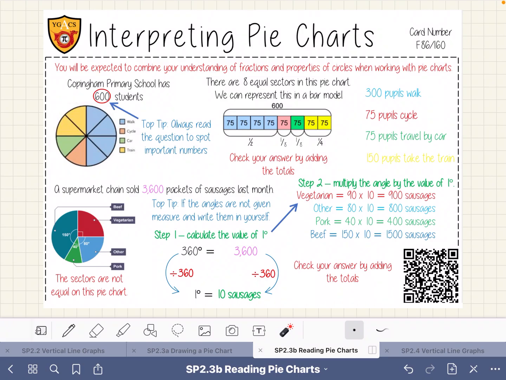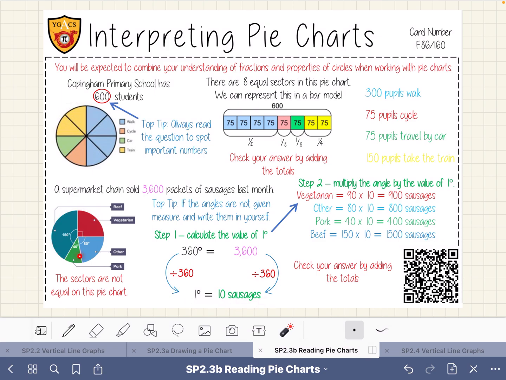In this video, we are going to look at interpreting pie charts using the rule of step 1, calculating the value of 1 degree. So we can see here 360 degrees in total represents the 3,600 packets of sausages that were sold last month. Now to get from 360 degrees down to 1 degree, we need to divide that by 360 degrees, which means we also need to divide the 3,600 by 360 degrees. That means that 1 degree is therefore worth 10 sausages.